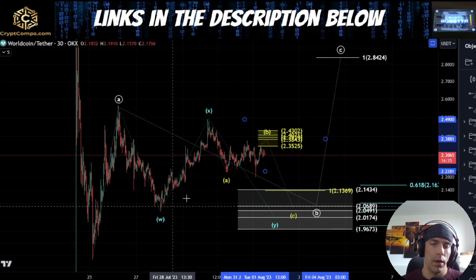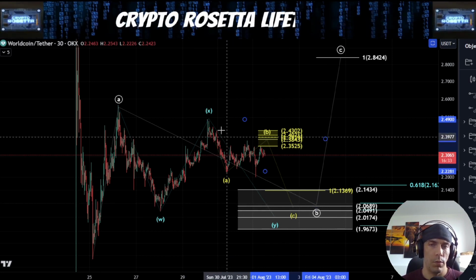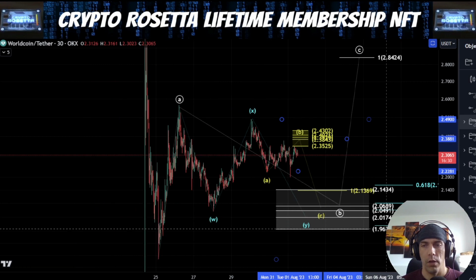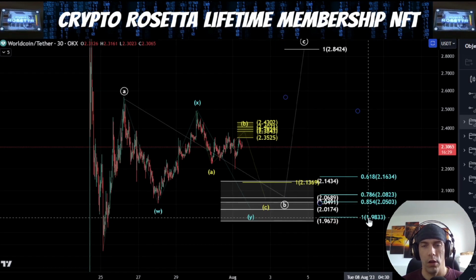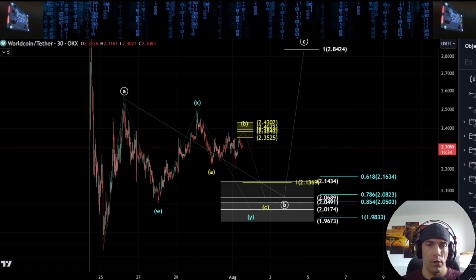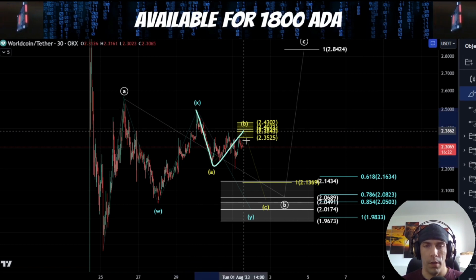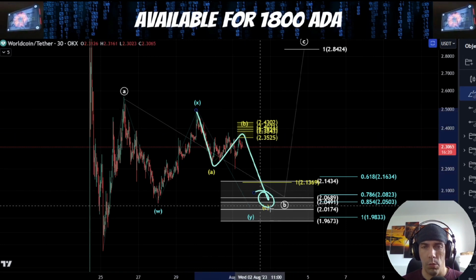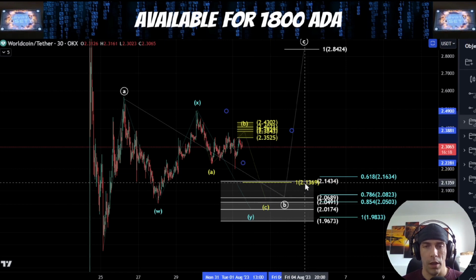Now, if we are looking at this in this way, effectively what we would be saying is that we're looking for this Y wave. Now, this Y wave 1-to-1 target is actually lower down here at this 19833. So if we do see this look to break to the downside, we need to keep an eye on this wave C to see whether we get any extension.